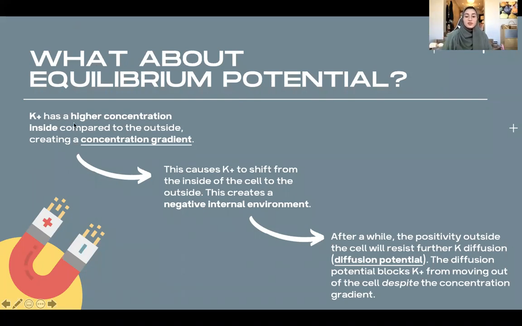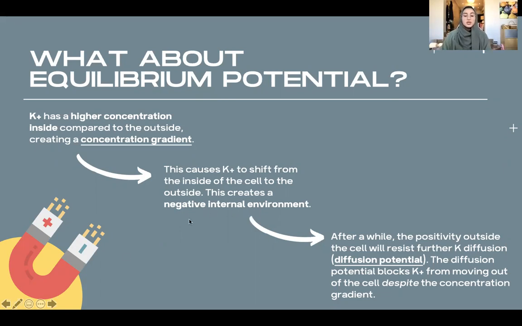Okay, so what about equilibrium potential? This is what we just talked about, but putting it into different words. Potassium has a higher concentration inside of the cell compared to outside, right? We already agreed on this. We discussed this multiple times. So this creates a concentration gradient, which drives diffusion. Potassium wants to go from inside of the cell, where it's highly concentrated, to outside of the cell, where it's not as concentrated. This causes potassium to shift from the inside of the cell, which is very negative, to the outside. And when this happens, this maintains a negative internal environment, because there's more negativity inside of the cell. The inside of the plasma membrane is negative.